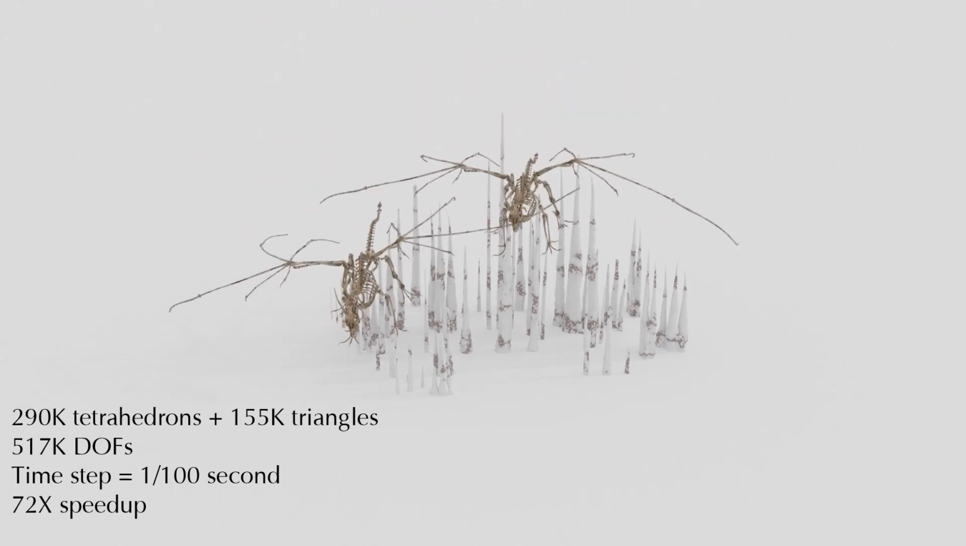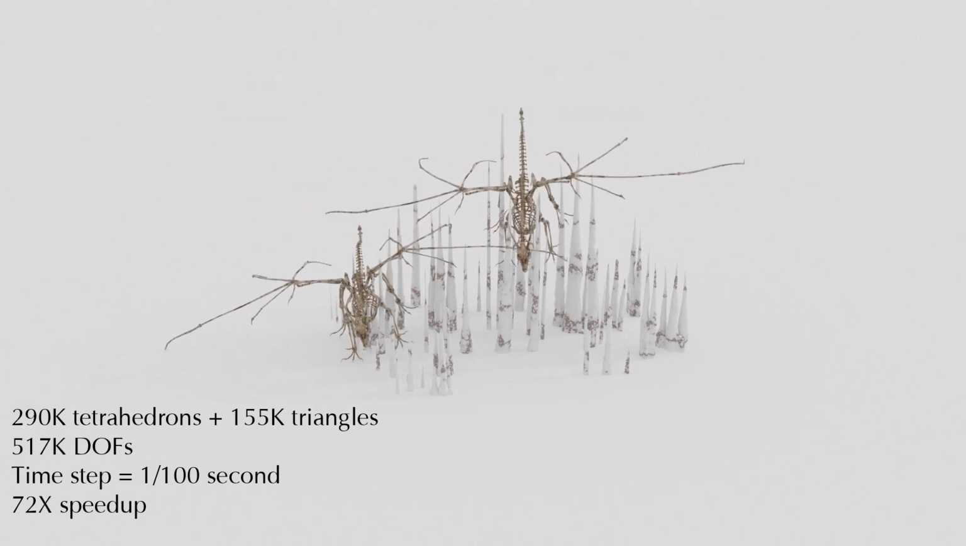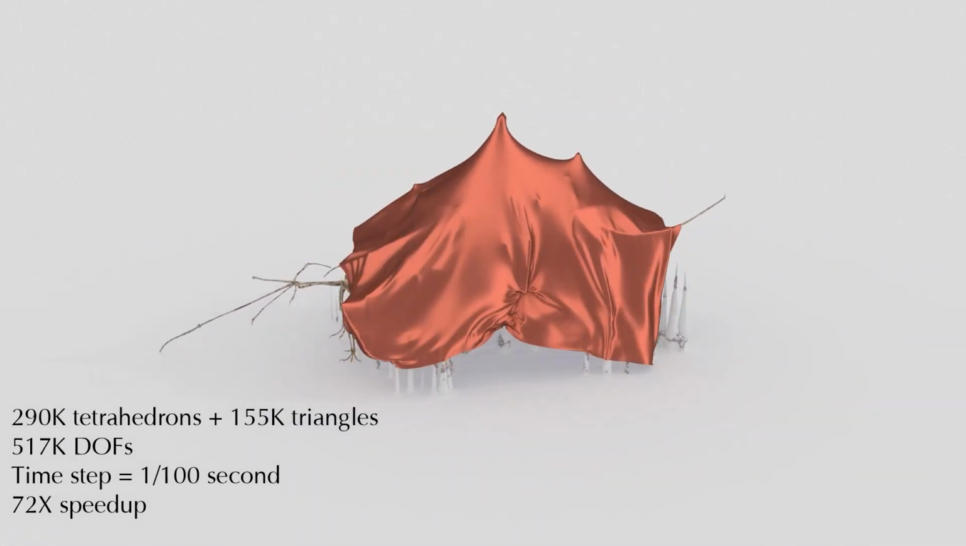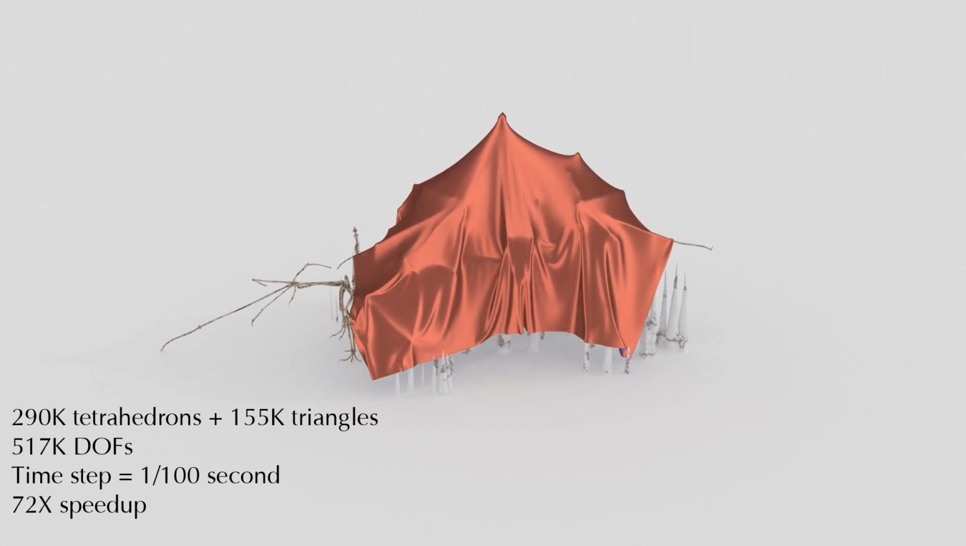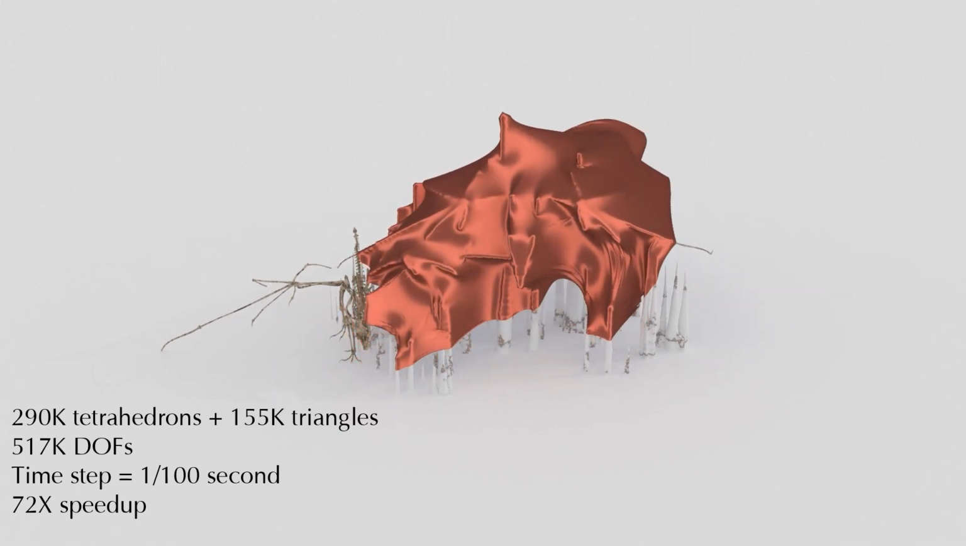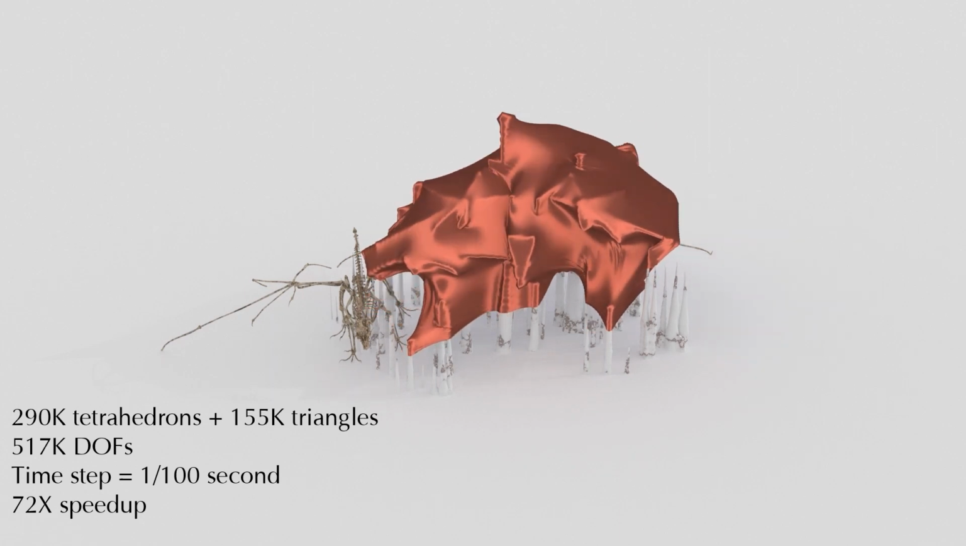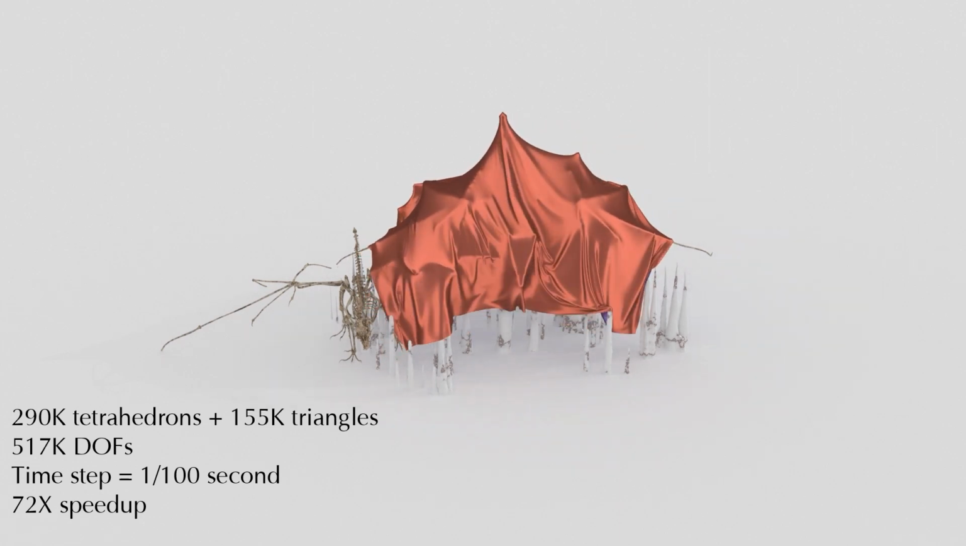Our method can also simulate codimensional models robustly. In this test, we show the strong coupling between 2 bone dragons and a piece of tablecloth. And our method is 72 times faster than codimensional IPC.